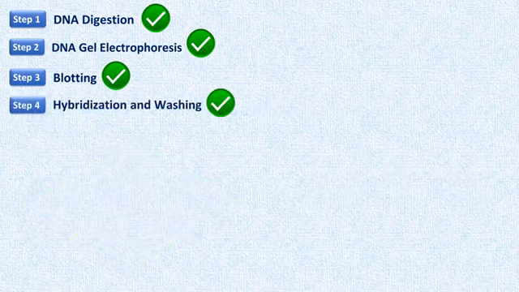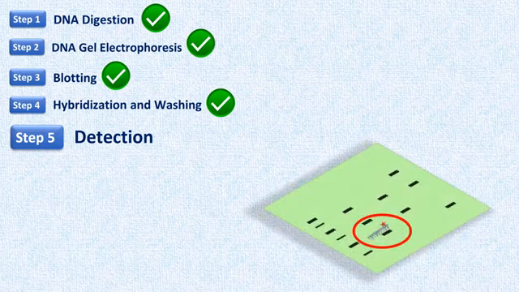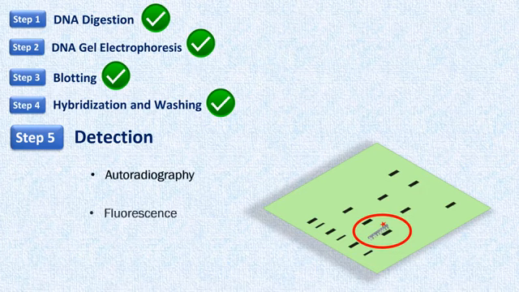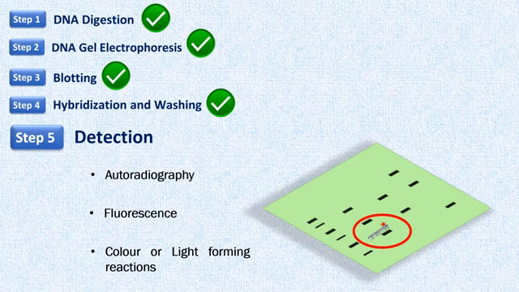In the fifth step, detection of the bound probe is carried out. We find the location of the double-stranded hybrid formed in the previous step. The probe is detected by autoradiography, fluorescence or a color change, depending on what label we have used in the probe. So, these were the main steps of the Southern blotting technique.